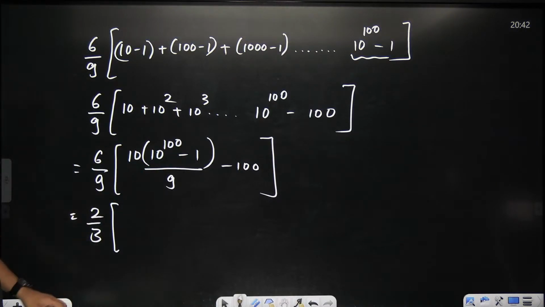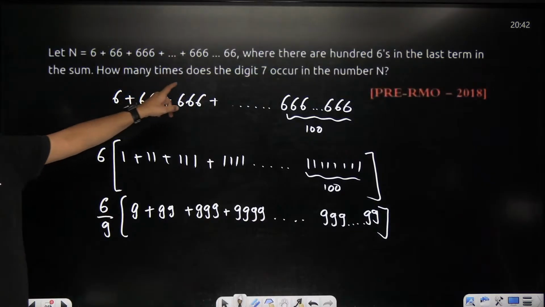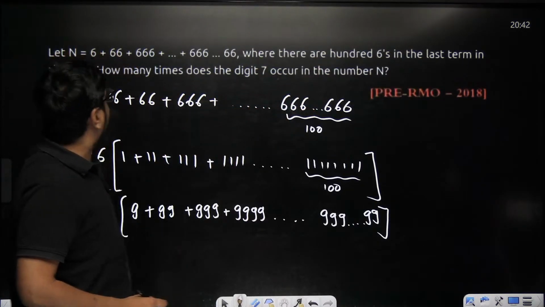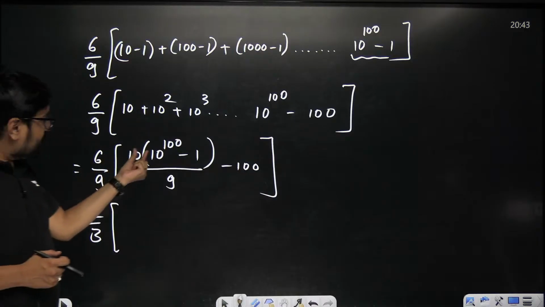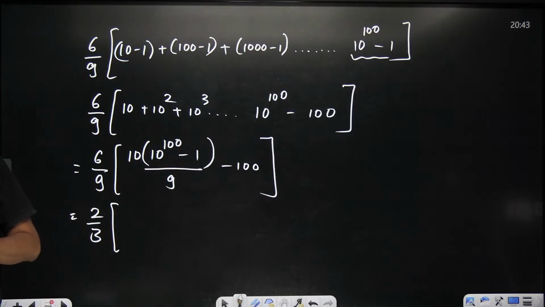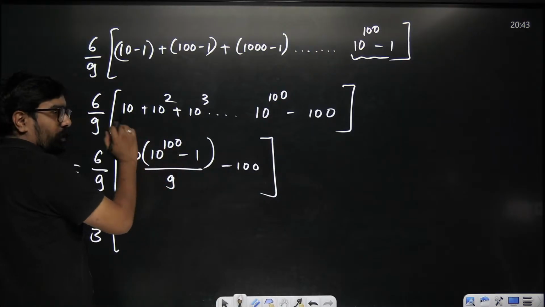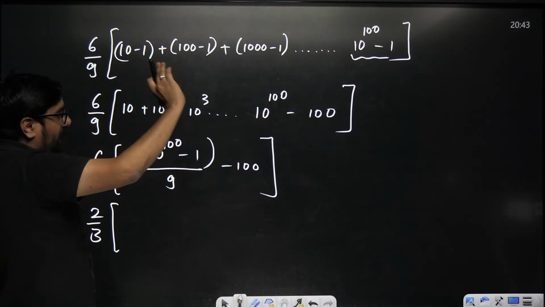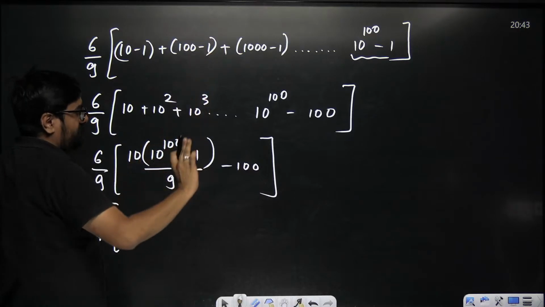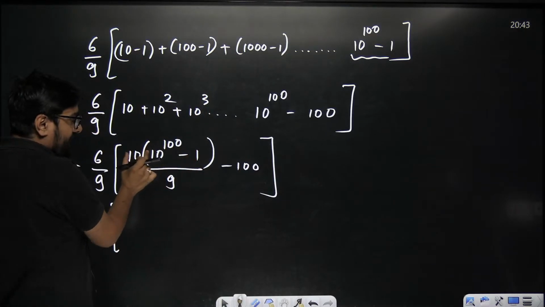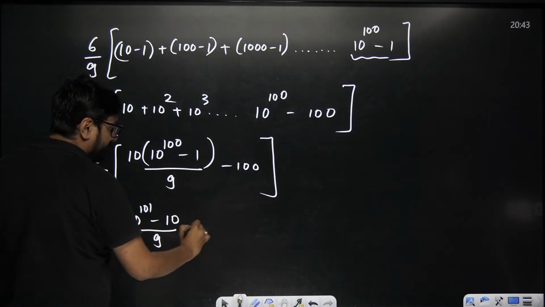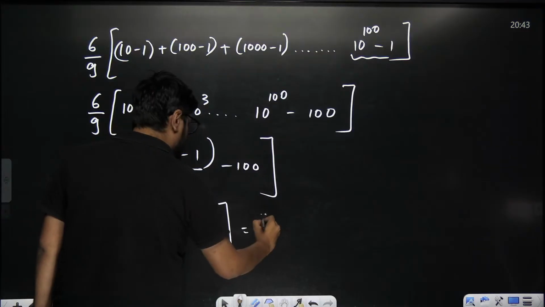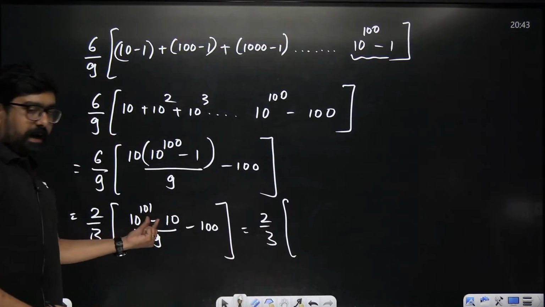Now think about what the question is asking. The question is asking how many times the digit 7 occurs in the number n. So we'll have to solve it a little bit more to understand how many 7s will occur over here. Whatever this is, 10 into 10 to the power 100 minus 1. 10 to the power 100 will have 100 zeros, correct? Now 10 to the power 100 into 10 will be 10 to the power 101, minus 10, divided by 9, minus 100. Let me write one more step. So 2 by 3 into (10 to the power 101 minus 10) divided by 9, minus 100.